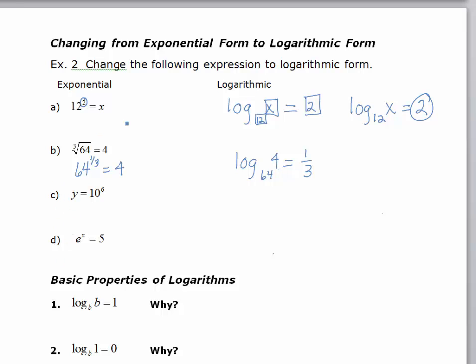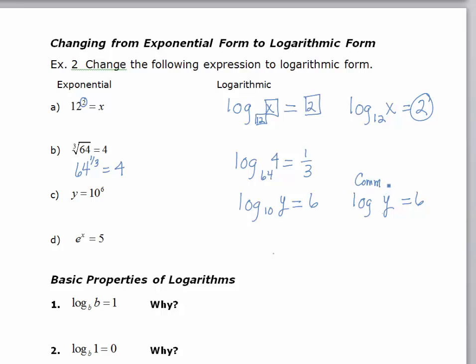Now the next two, one would be a common log and the last one is going to be a natural log, but we can still start off the same way. We've got y equals 10 to the 6th. I'm going to write the word log. The base is 10, the exponent is 6, and the answer is y. But remember from the last video that when the base of a log is 10, we don't need to write it in. It's implied. So we would write the log of y is equal to 6, and that would be considered a common log.